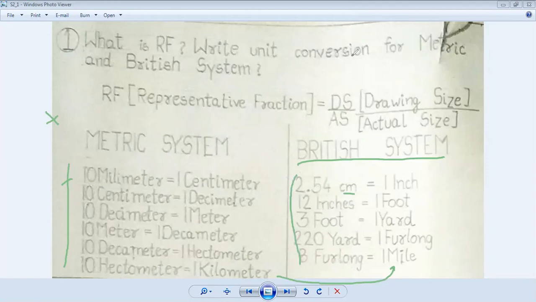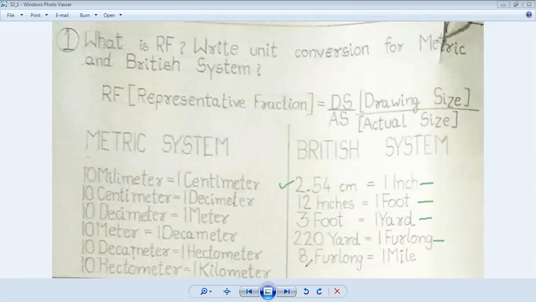First, 2.5 centimeter is equal to 1 inch, then 12 inch is equal to 1 feet, then 3 feet is equal to 1 yard, 220 yard is equal to 1 furlong, and 8 furlong is equal to 1 mile. Okay.